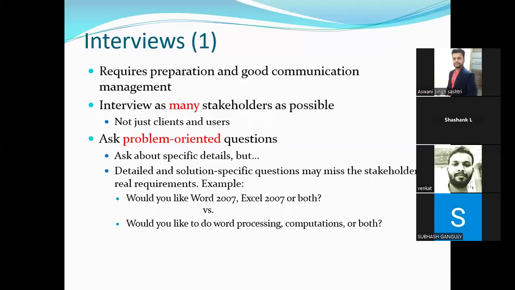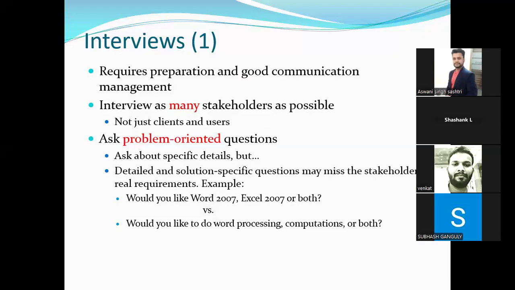Word processing refers to the fact that we can edit documents, for example Microsoft Word, we can use it to store the requirements and edit them.